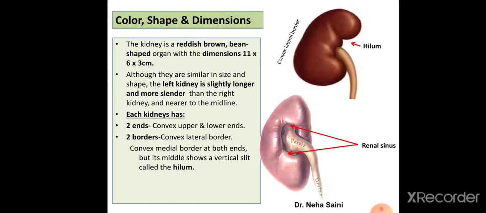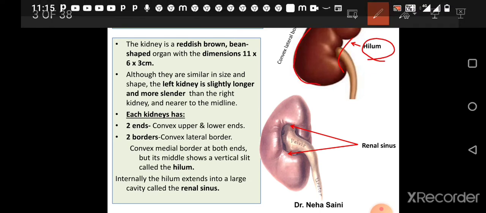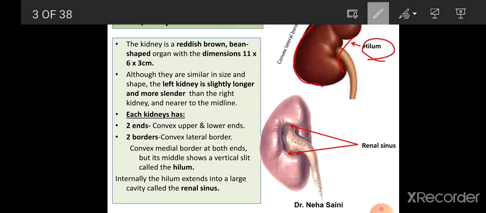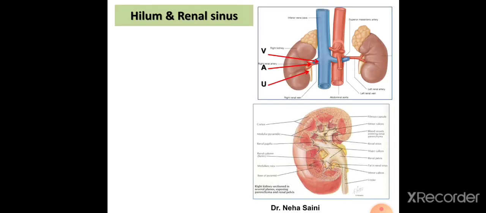Each kidney possesses two ends, that is the upper and the lower end, two borders, that is the lateral border and the medial border. Here we can see this is the medial border which is notched, and this notch is known as the hilum, and this is the lateral border which is convex. This hilum leads into the renal sinus. There are two surfaces in the kidney, one anterior, the other posterior.